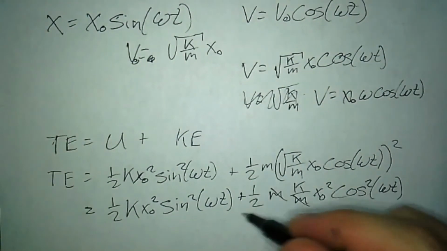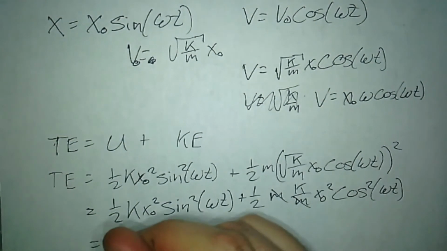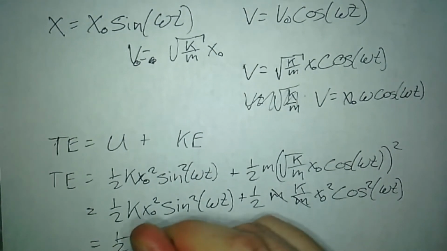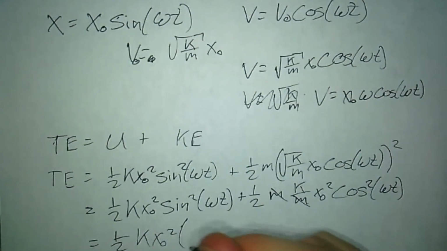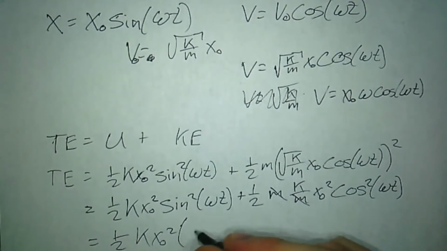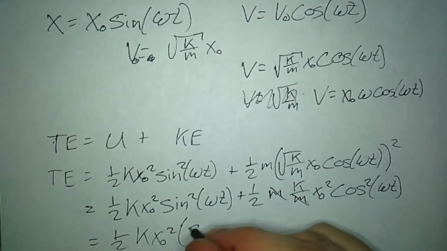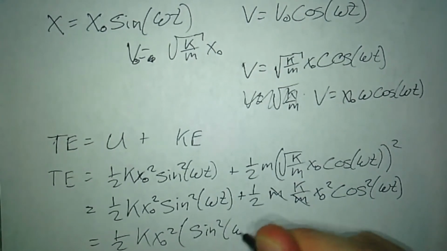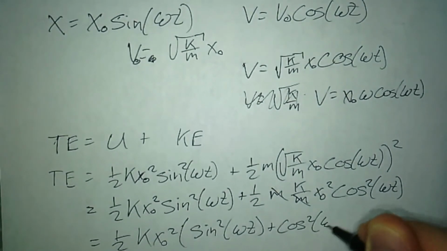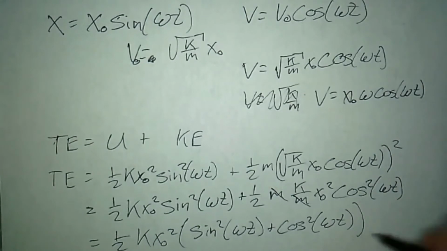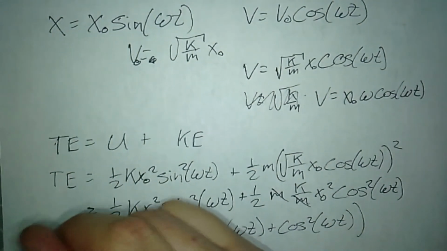And now all of a sudden our numerator is the same. So now I can factor that out. I can factor out 1/2 k x naught squared, right? And I can say that I have sine squared omega t plus cosine squared omega t, times that, is my total energy.